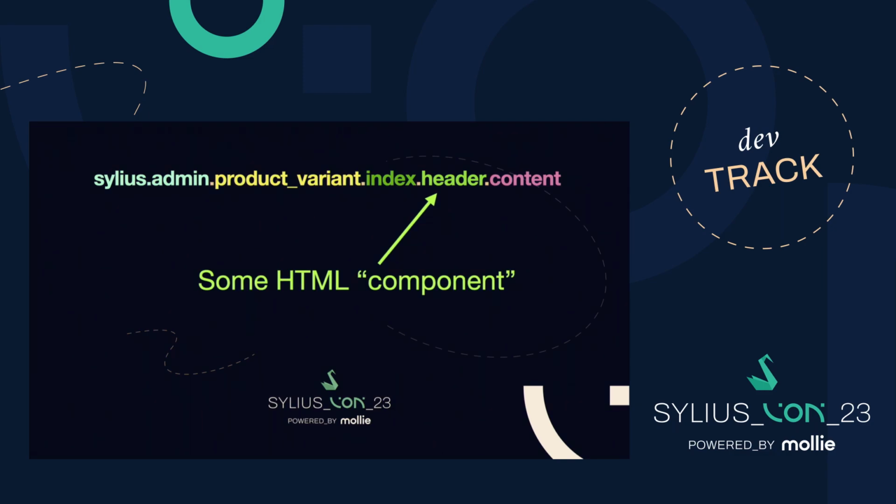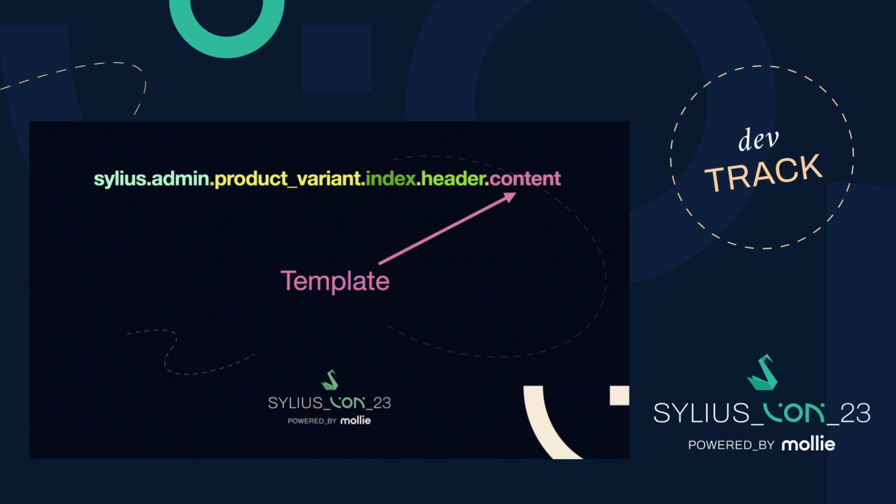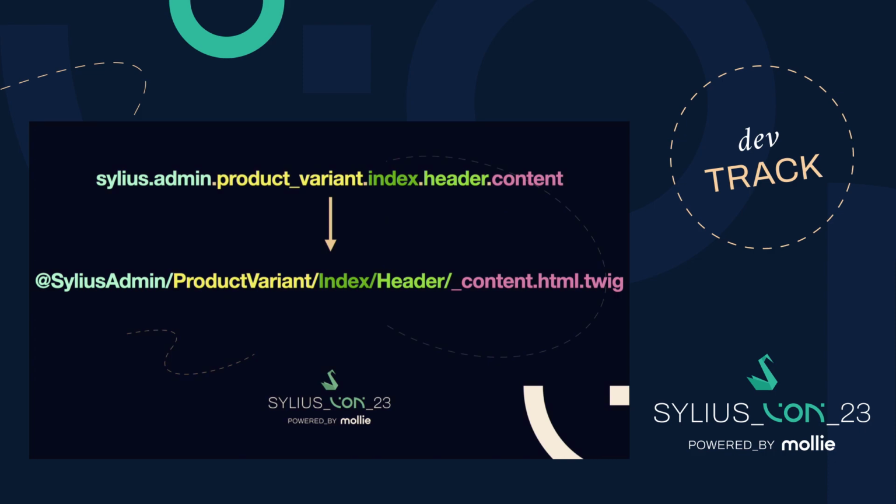Next we have some HTML component or part of our page, like header. And the last one, in my opinion the most important, is a template. The last element of this long event name is the information of what file name we are looking for. Based on everything I told you, we have an exact path to the template in which we are throwing this event. So when we see this concrete event, we know it's thrown in this path.